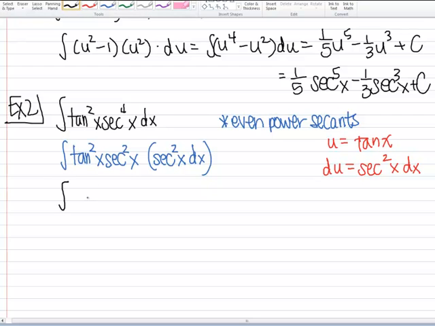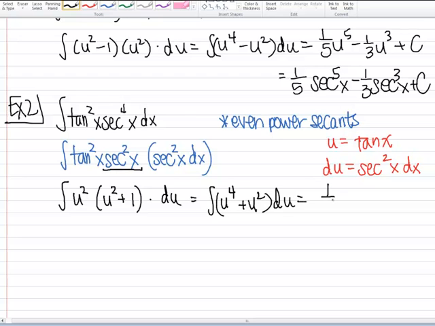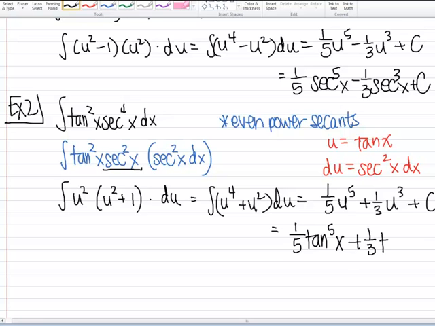So in this case I have tangent squared, so that's a u squared, and then I have this secant squared x. Again, the Pythagorean identity tells us that secant squared is tangent squared plus 1, so that gets plugged in. And then I have my du. So this is u to the fourth plus u squared du, which is 1/5 u to the fifth plus 1/3 u to the third plus c. And when we back substitute, it's just 1/5 tangent to the fifth x plus 1/3 tangent cubed x plus c.